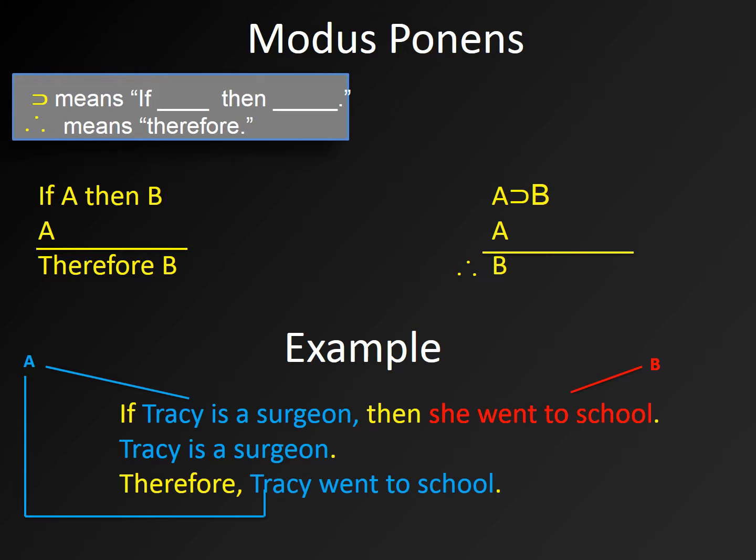And as you can see, I just color-coded everything here to make it a little bit easier. Plus, I labeled things A and B. These three dots just mean therefore. So, modus ponens is pretty straightforward. It's just a straight if-then conditional statement. Then you meet the condition, so the conclusion is true. If Tracy is a surgeon, then she went to school. She is a surgeon, therefore she went to school. If A then B, A is true, therefore B must be true.